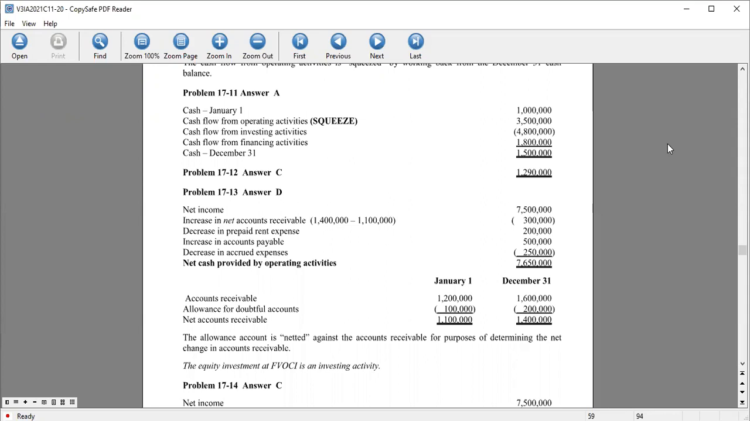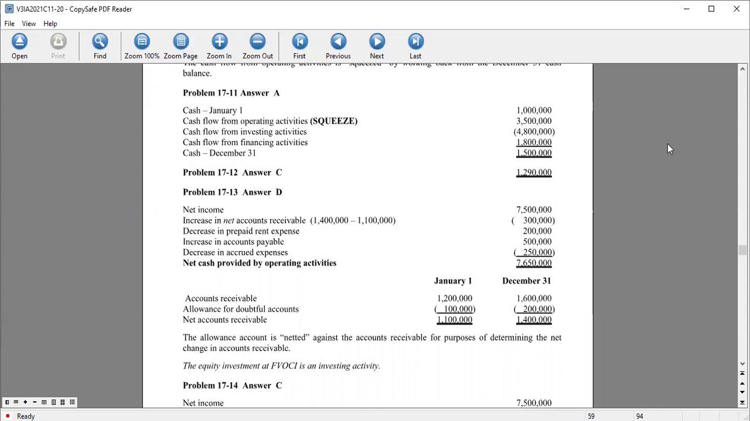Next, we go to number 13. What amount should be reported as net cash provided by operating activities for the current year? Reported amount of net income is 7.5 million. Then we have the increase in net accounts receivable for 1.4 million. That's the net decrease. So we have the amount of 300,000.